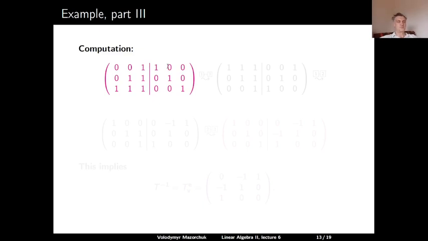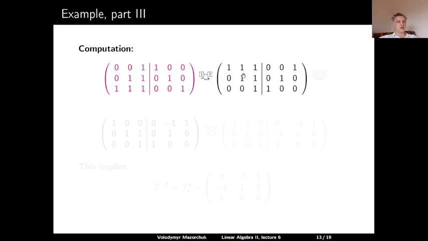using Gauss elimination. So in order to make 1 in position 1,1, we swap the first and the third row. So now the first row is 1, 1, 1, 0, 0, 1. The second row is the same, 0, 1, 1, 0, 1, 0. And the last row is 0, 0, 1, 1, 0, 0. So the first column looks fine. We have 1 here and 0 everywhere else.